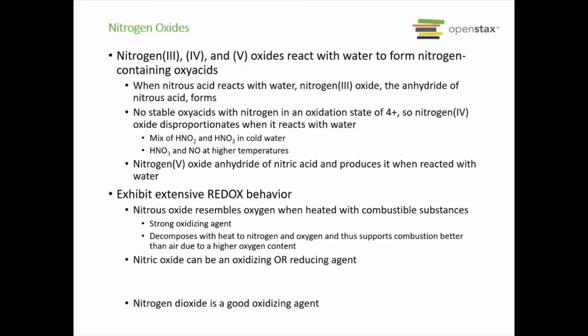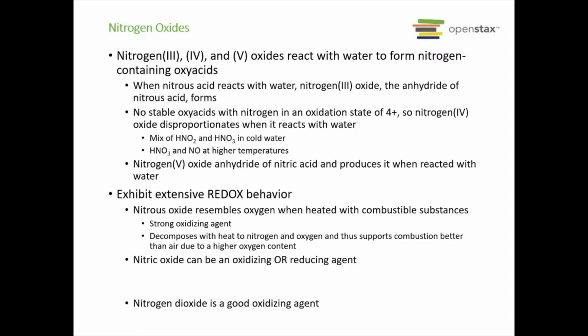So next we're going to talk about some of the nitrogen oxides. We have nitrogen 3, nitrogen 4, nitrogen 5 oxides. In the past, when we talked about putting these oxidation states in the name, we really only talked about them for ionic compounds, but now that we're in more advanced chemistry, sometimes you can have covalent compounds where you have to specify the oxidation state because they can combine in different ratios. So the 3, 4, and 5 oxides of nitrogen react with water, and these form nitrogen-containing oxyacids.